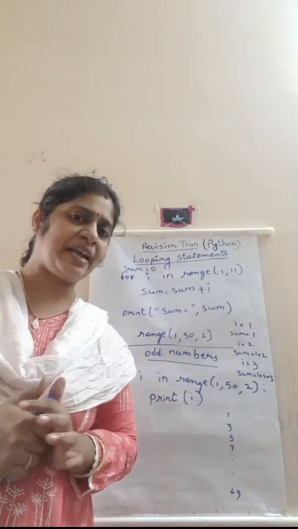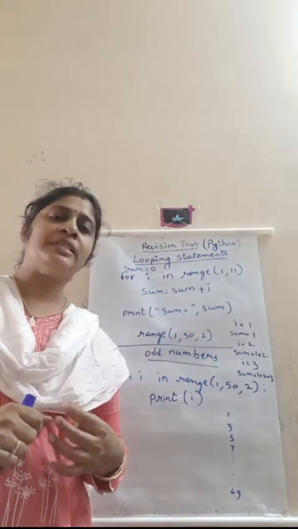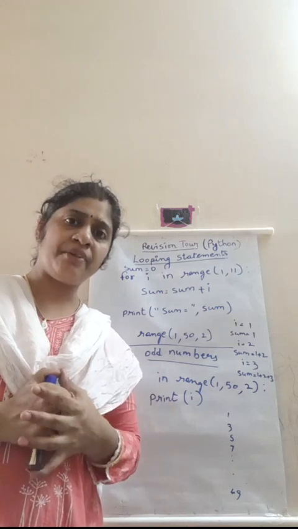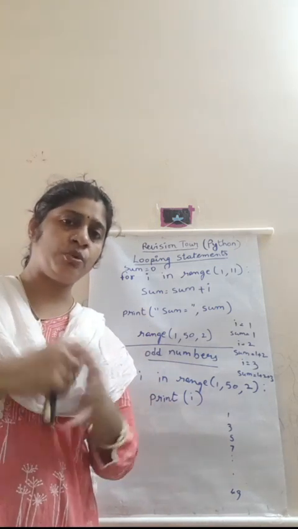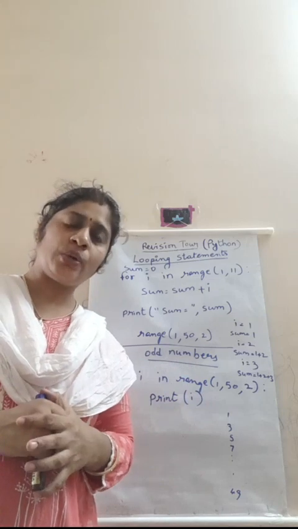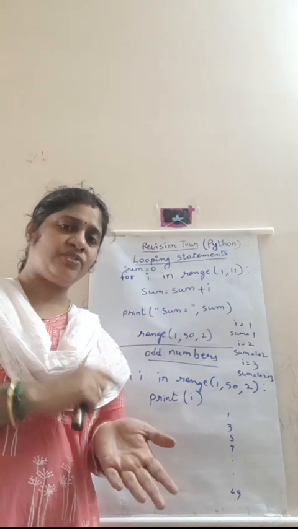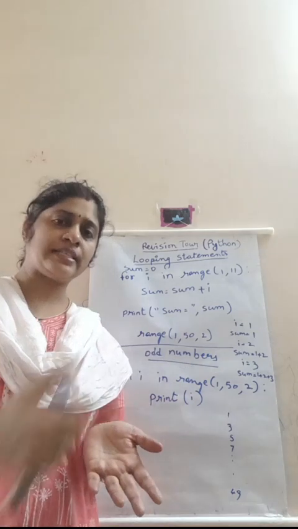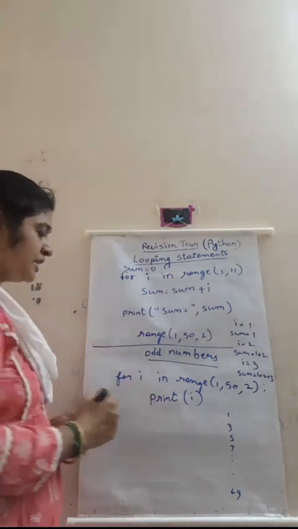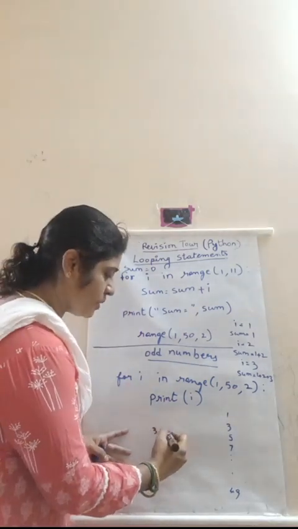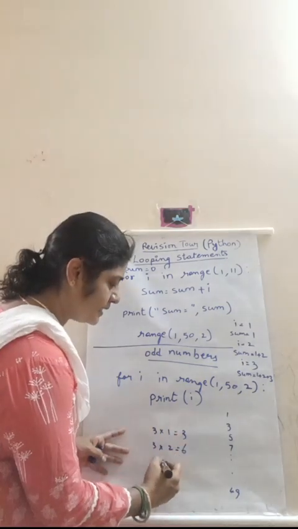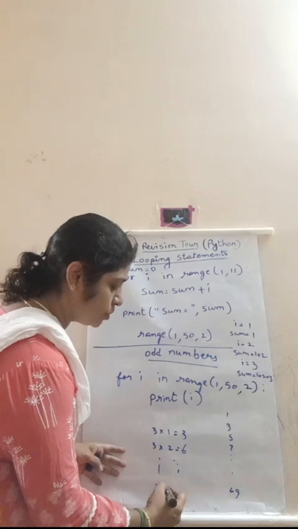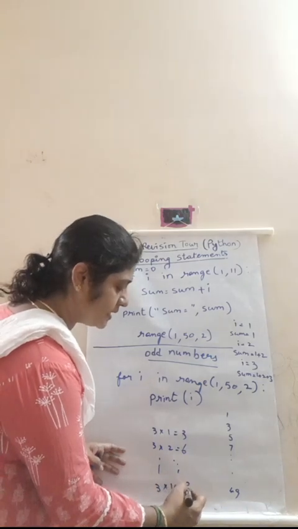Now here is an assignment for you. You're going to take a number from the user and you're going to display its table. Suppose the user enters the number 3, you are going to display its table like 3 ones are 3, 3 twos are 6, like that you're going to display, up to 3 tens are 30.